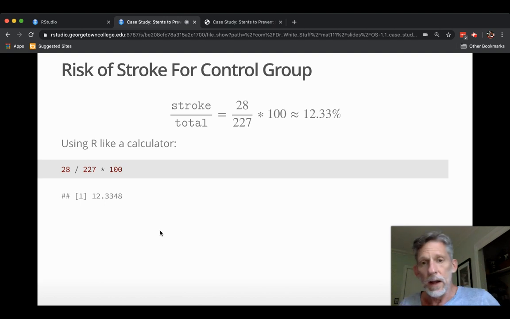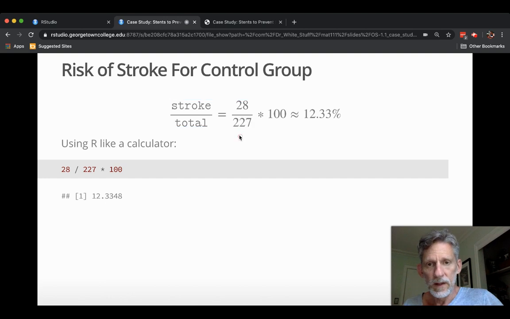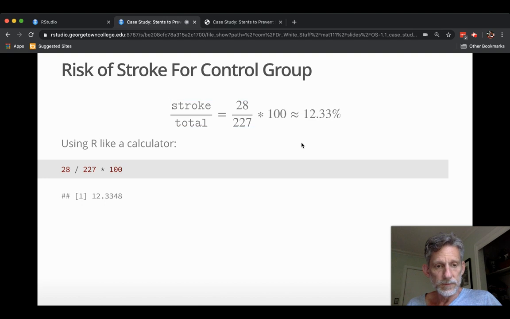So we say, well, look, we want to find the proportion of people in the control group that had a stroke. So in our minds, the formula is stroke divided by total. So that's going to be the 28 people that we saw in that table that had the stroke in the control group over the 227, the total people in that control group. That's the proportion. And if you multiply proportions by 100, then you get percent. And you would get 12.33%.